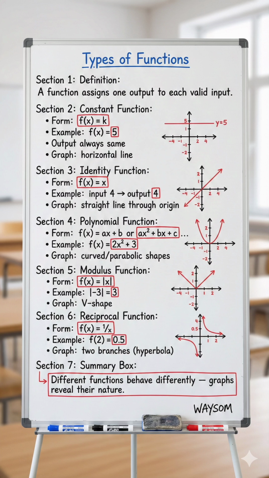Next, look at the modulus function. Its form is f of x equals absolute value of x. The board example shows -3 becoming +3. The graph drawn looks like a V shape because values reflect upward.